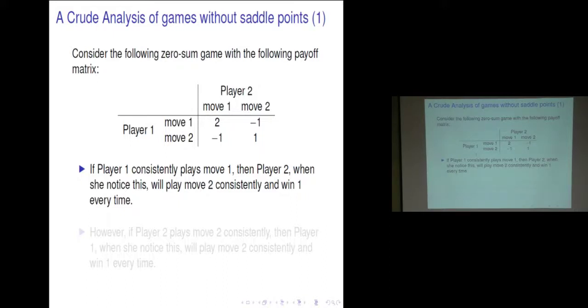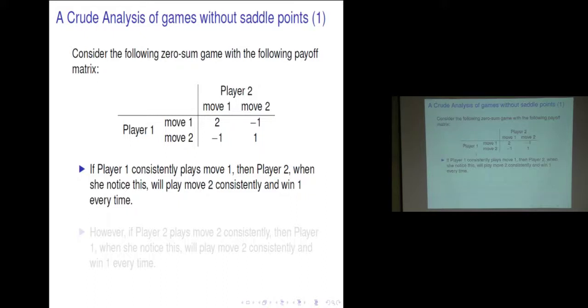Let's see why there are no saddle points. For example, look at the first row. The minimal element is here, -1, but it is not the maximum of its column because 1 is bigger. The same goes for the second row. So there are no saddle points in this matrix. Now let's see what would happen. Assume player one chooses move 1, believing this is his best move, and consistently plays strategy 1.